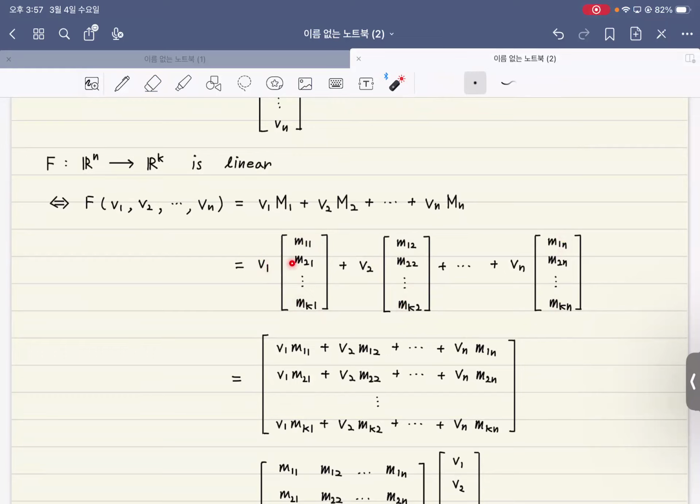Once you multiply each of these vectors by these scalar numbers and you take a summation, then you're going to get another k-dimensional vector, right? And every entry of your resulting vector should be something like this. Okay. Right?